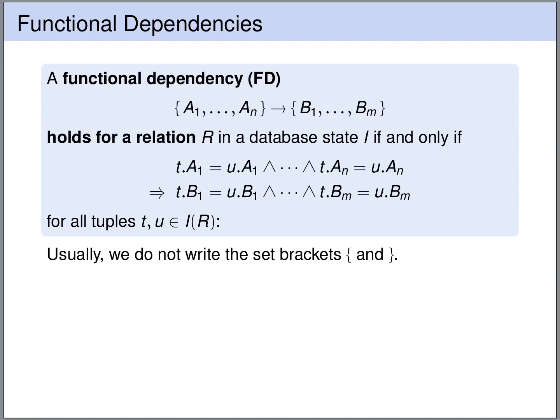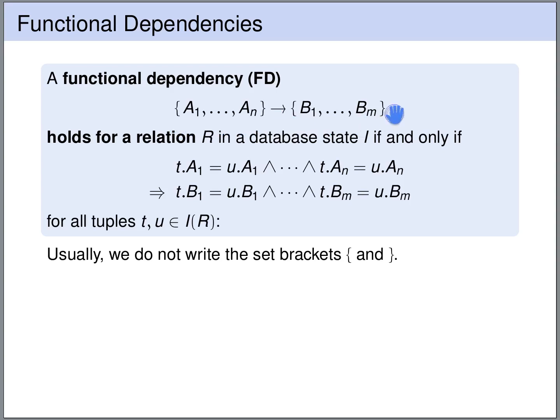In general, a functional dependency takes the following shape. On the left we have a set of attributes A1 up to An, then we have an arrow, and on the right we again have a set of attributes B1 up to Bm. Usually we will not write the set brackets, so we will drop the set brackets, just writing A1 up to An, arrow B1 up to Bm.